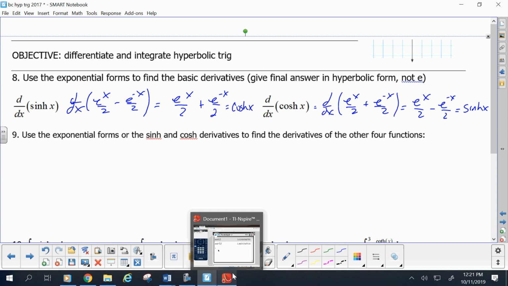Okay, would you find the other 4 derivatives then? Find the derivatives of the others. That time you don't have to do the exponentials. You can use sinh and cosh to find the derivatives of the other 4.